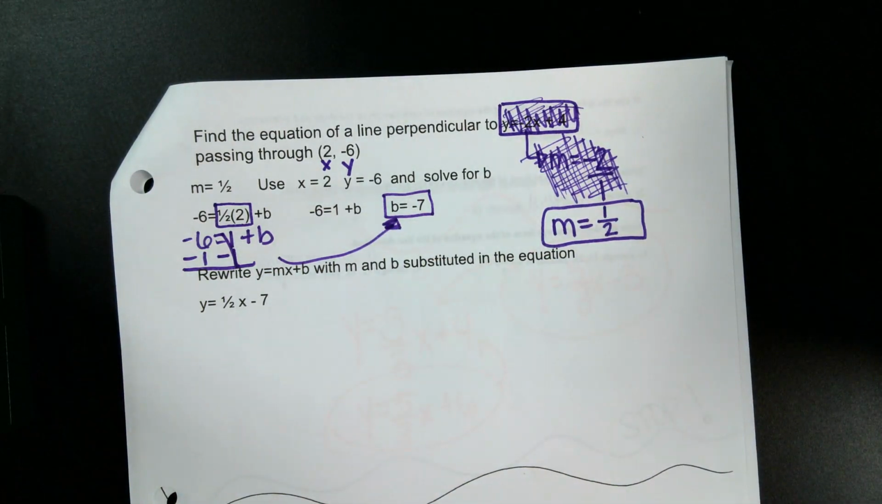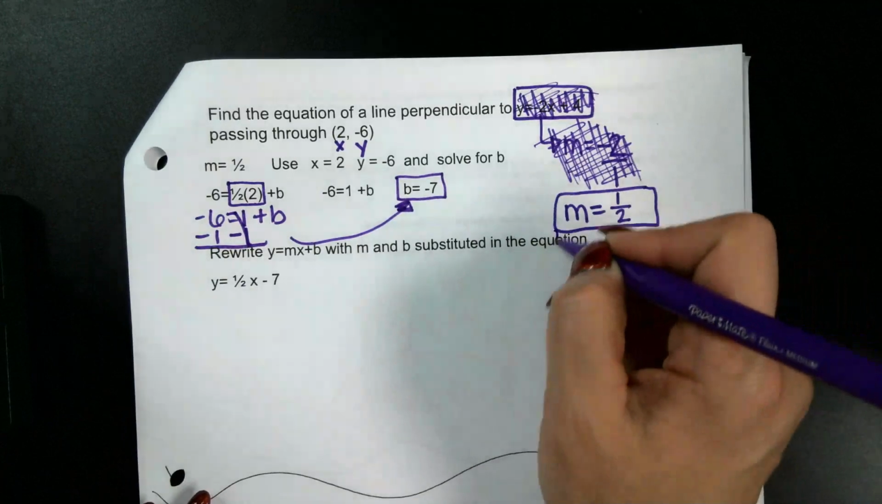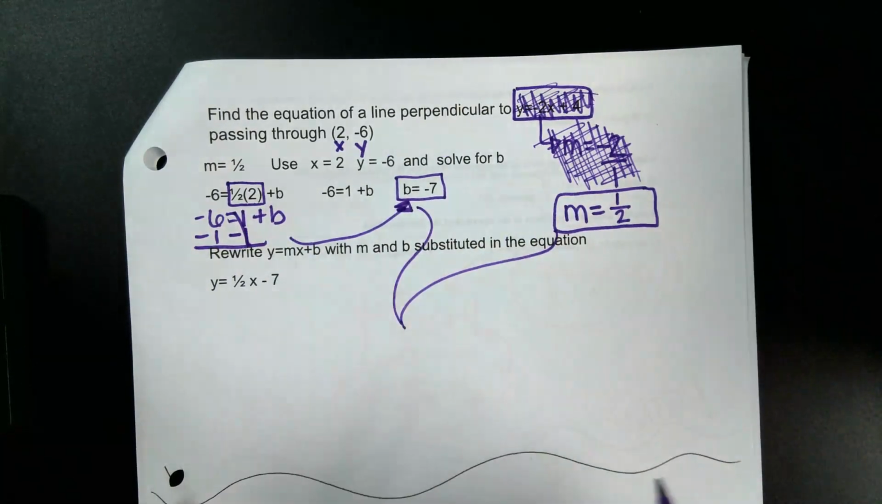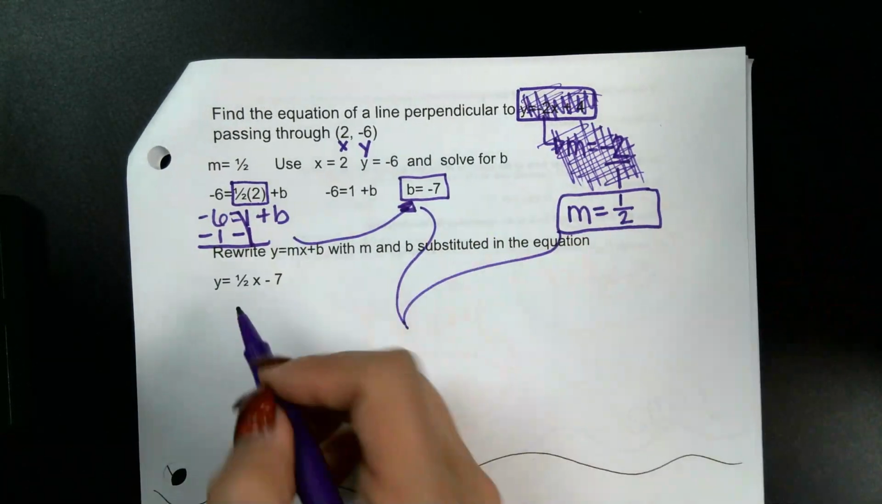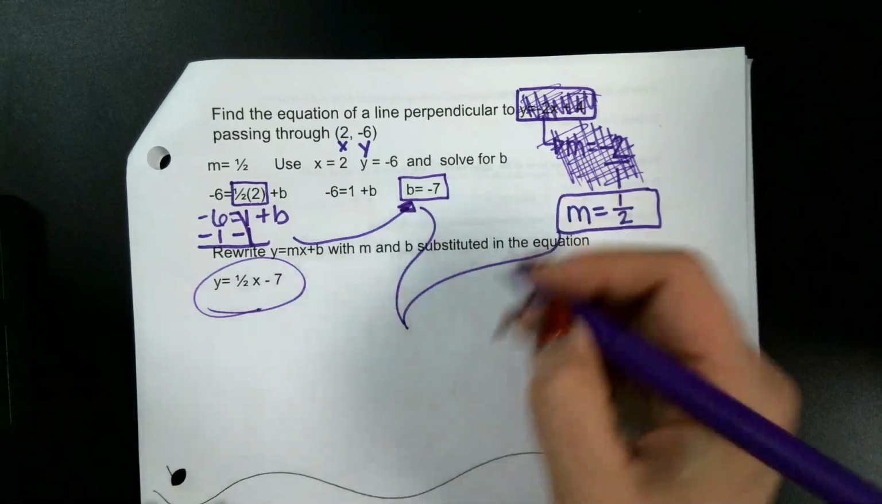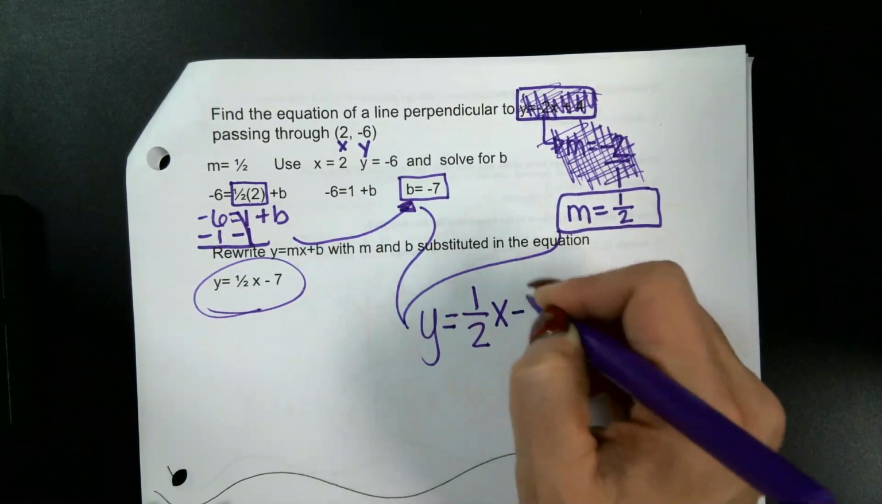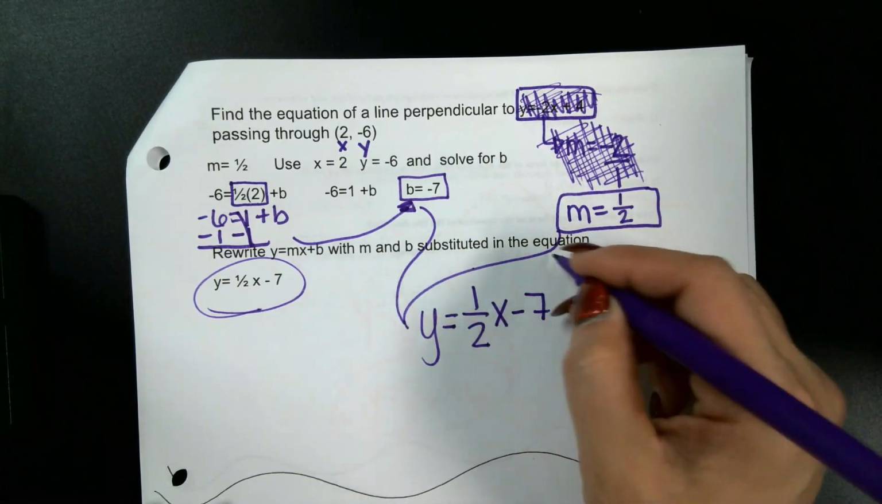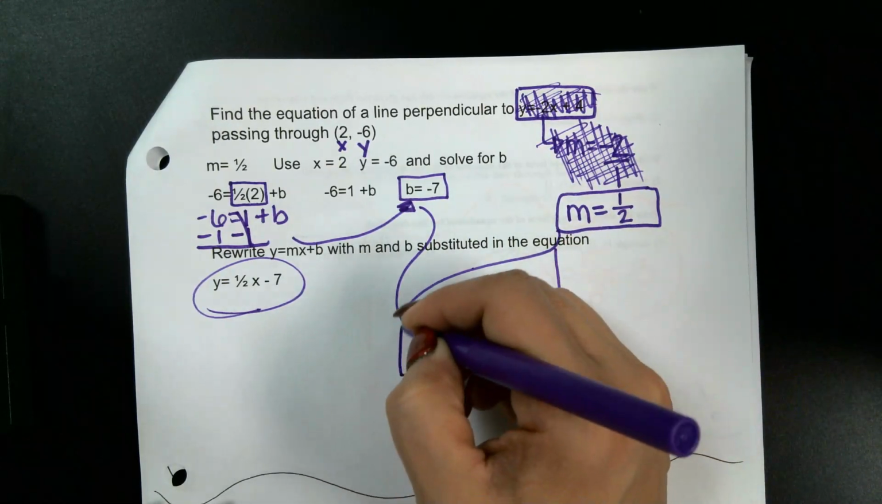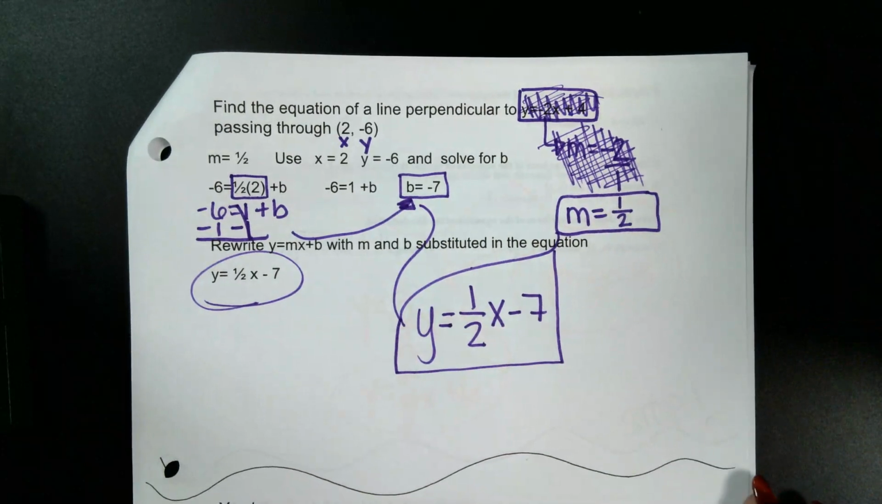And then just like we've been doing, we would take our m and our b and we'd put them in the equation in slope-intercept form. So y equals 1/2 x minus 7. That's using our new slope and our new intercept.